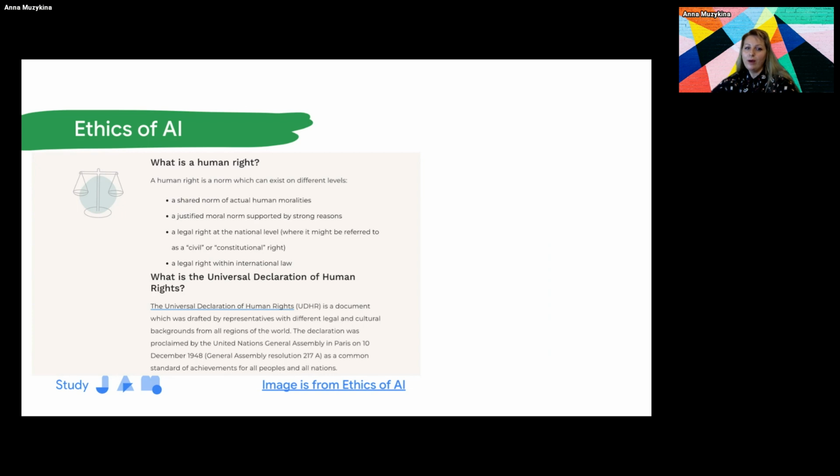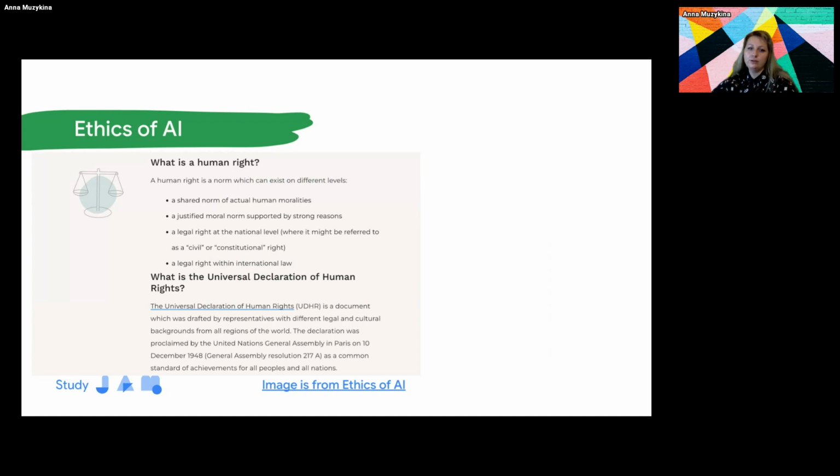Now, why is this so crucial for AI? Because AI can have a profound impact on these rights. If AI is used in ways that violate human rights, it's unacceptable. We need to ensure that AI applications don't prevent people from enjoying their rights or put them at risk.